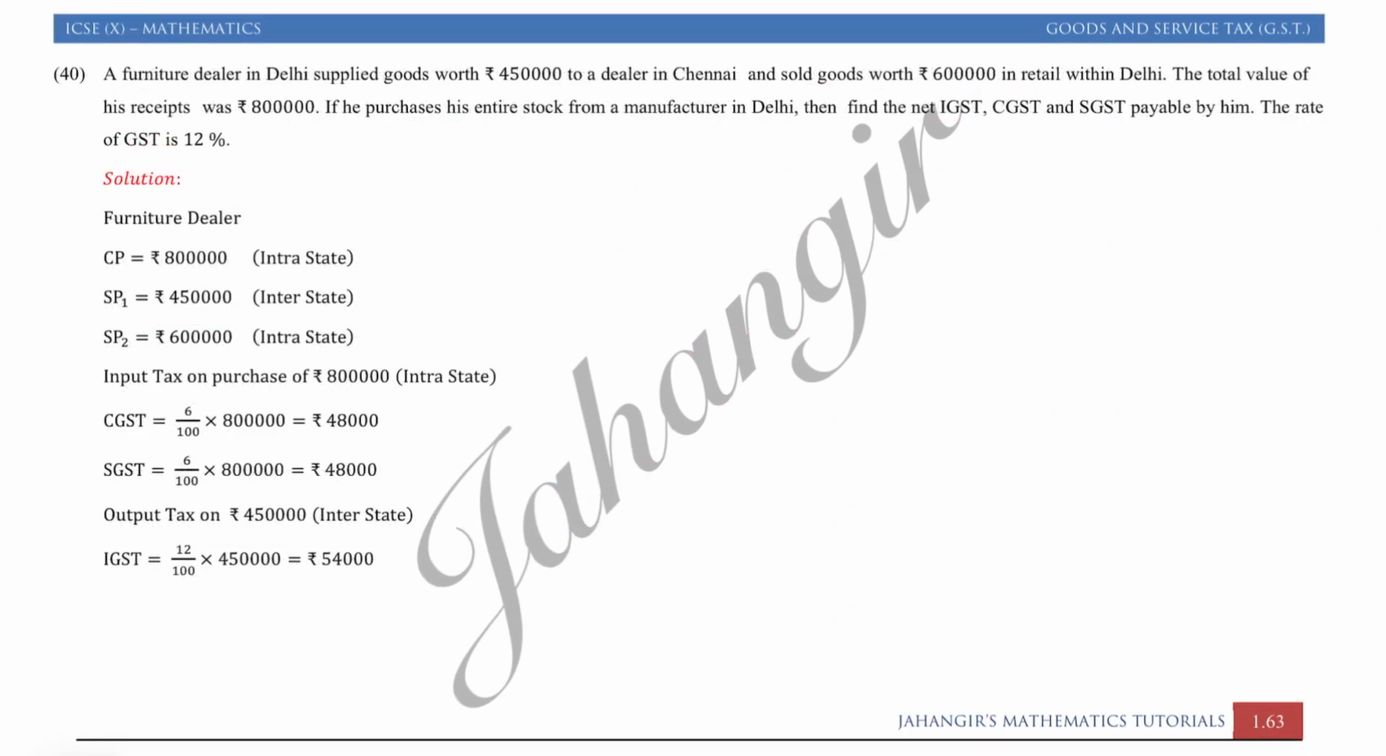Question number 40. This is the last question of the exercise. After this, we have only one board question. The furniture dealer in Delhi supplied goods worth rupees 4,50,000 to a dealer in Chennai and sold goods worth rupees 6 lakh in retail within Delhi. The total value of his purchase is 8 lakh, if he purchased the entire stock from the manufacturer in Delhi. Find the net IGST, CGST, SGST payable by him if the rate of GST is 12%.